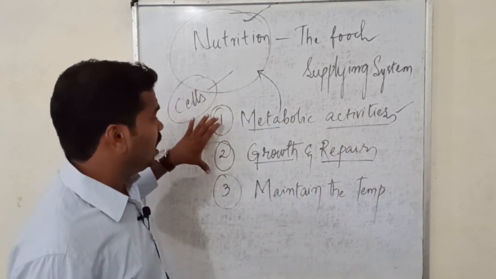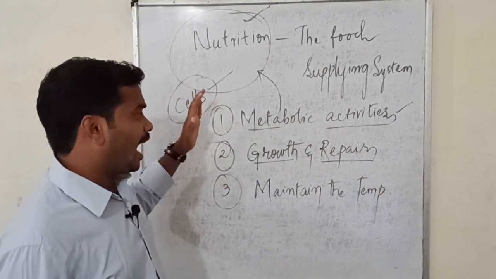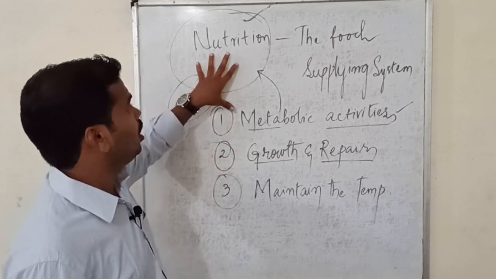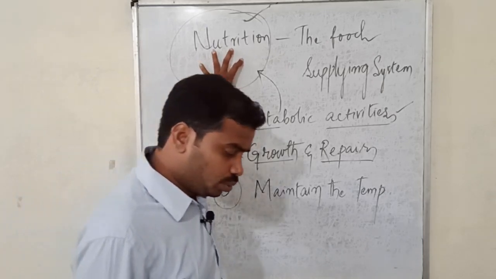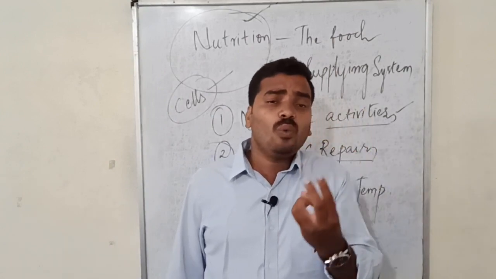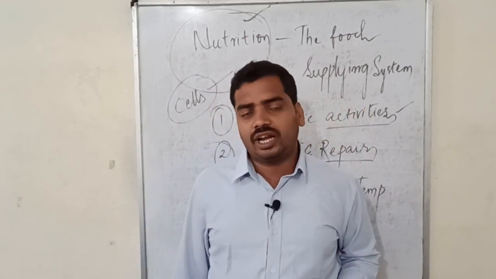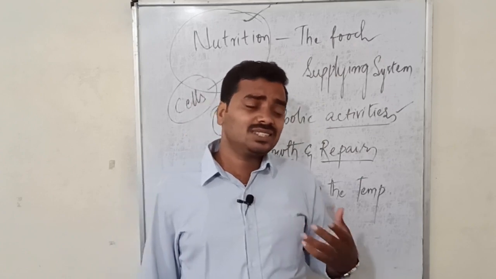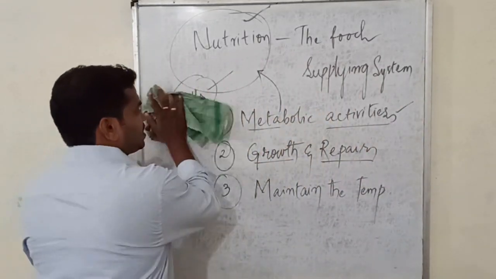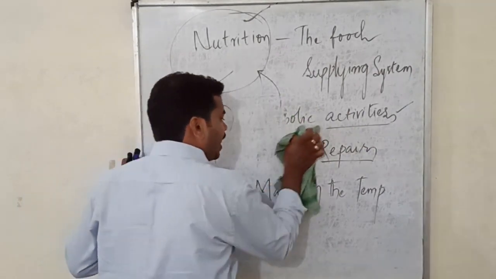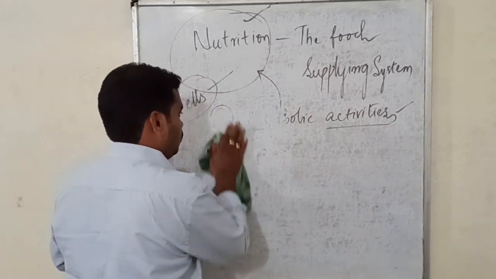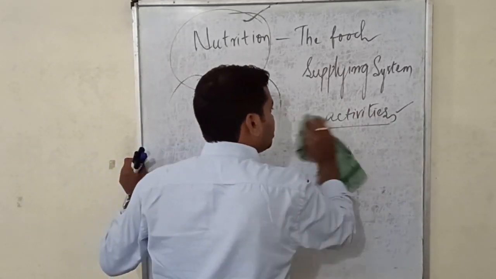So these three major activities which happen within an organism require nutrition. Nutrition is nothing but the mode by which we take the food in and how we use it. That is what the entire nutrition means. Next, we have to understand different types of nutrition. Not all organisms will take food in the same manner.